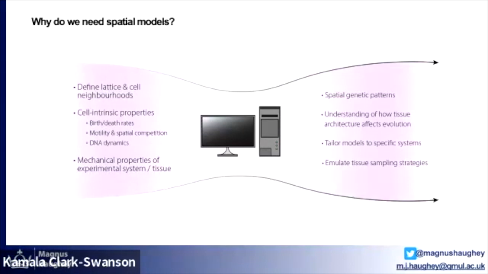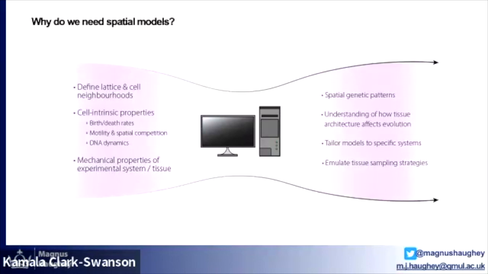So, very quick motivation for using spatially explicit models. What sort of benefits can we obtain from using spatial models? On the left, I've listed a few generic things that you might want to define when you are using a spatial model, such as defining the lattice and cell neighborhoods. All of the modeling I'll talk about in this talk is lattice-based modeling. And also defining properties of the cells and the tissue that you're simulating.